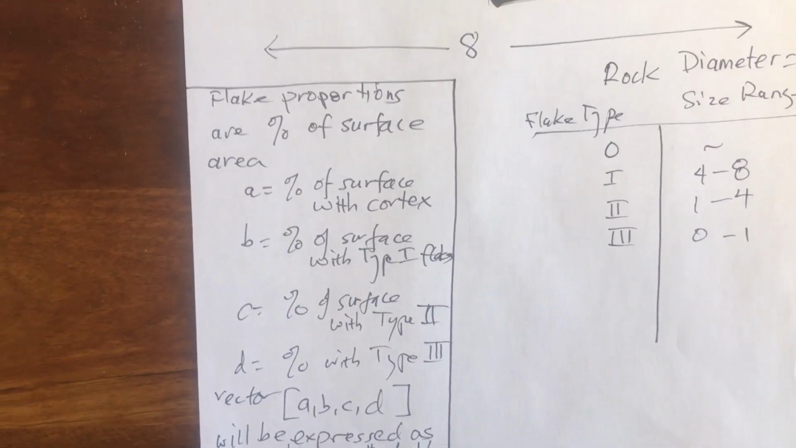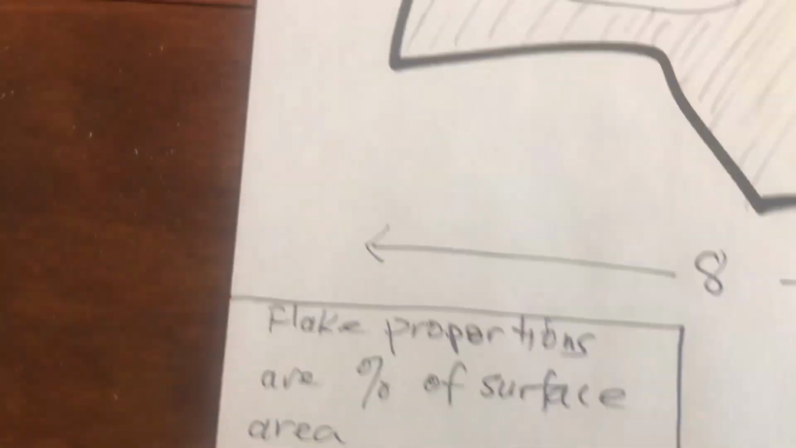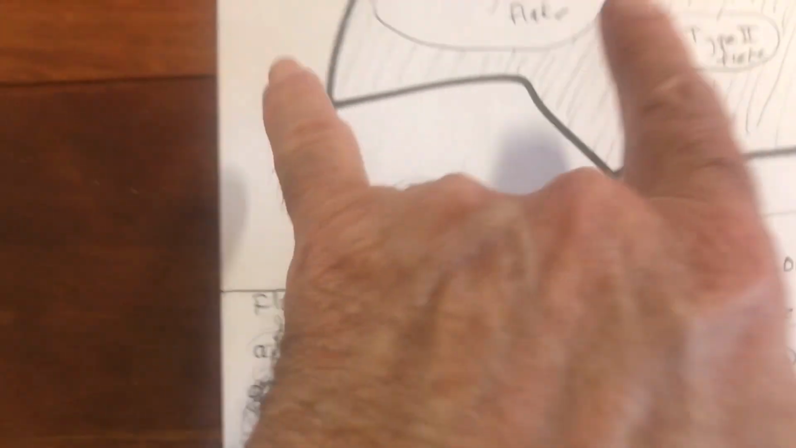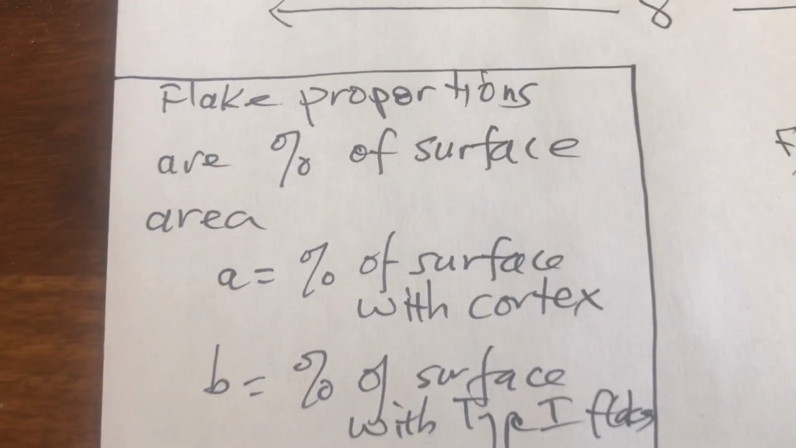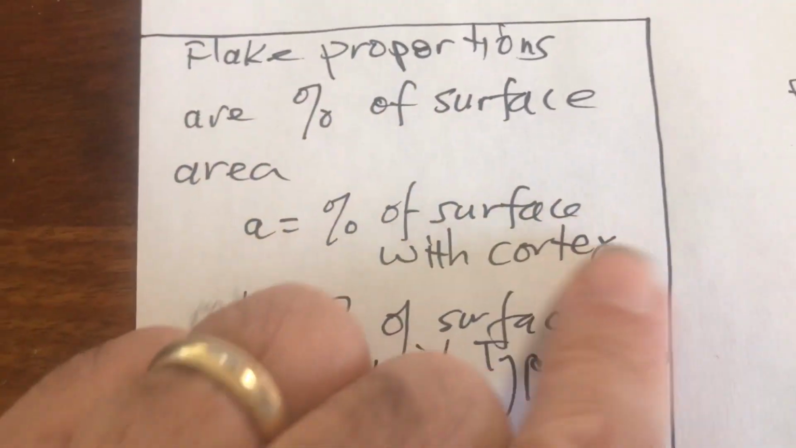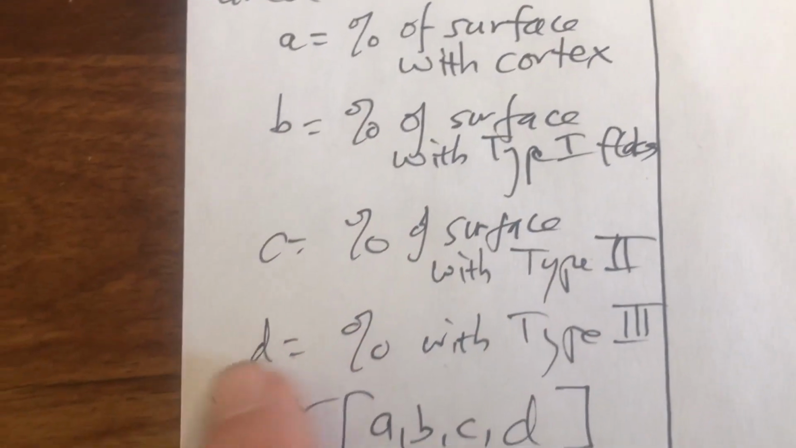So then you're curious about how much of the surface is each of these types of flake. The flake's dimensions are linear, the length of the flake, but we're going to look at how much of the surface is the original cortex, how much of it is type 1 flakes, how much of it is type 2 flakes, and how much is type 3 flakes.